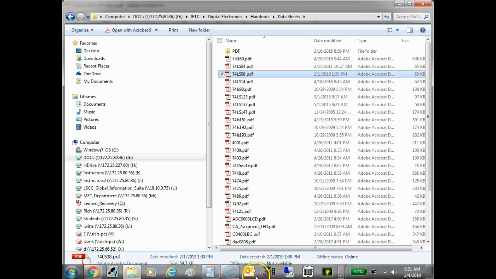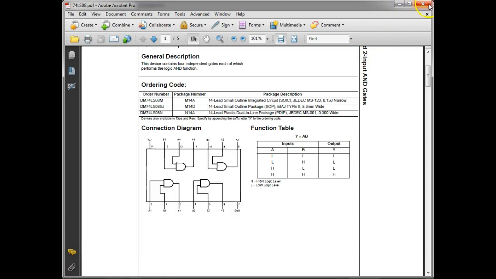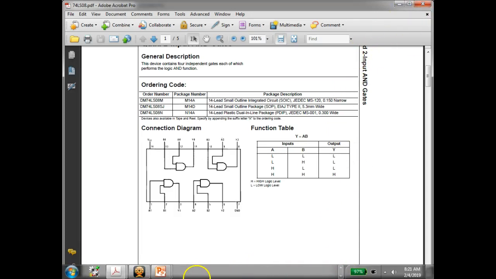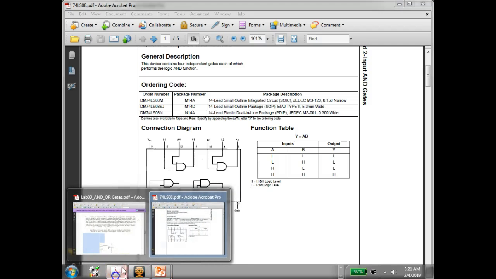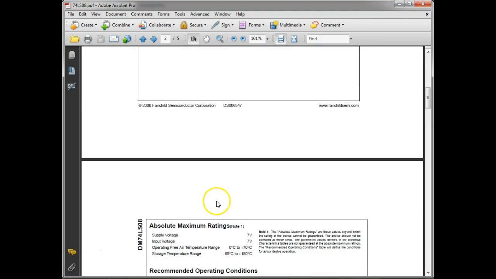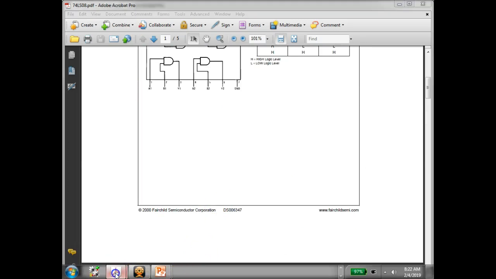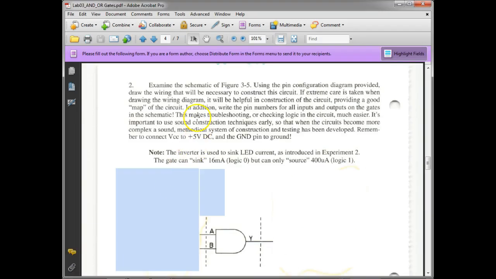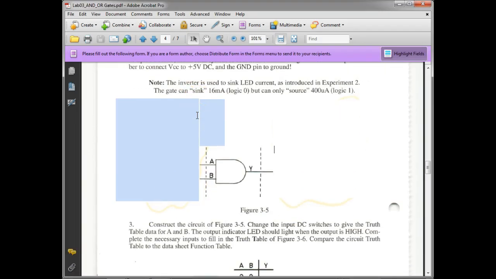Oops, sorry. I can't remember the lab. I think it does NANDs first. Yeah. So this is the AND. This is 7408. And if you look at the lab, it says, I can't see.